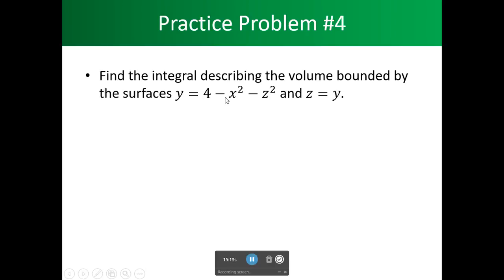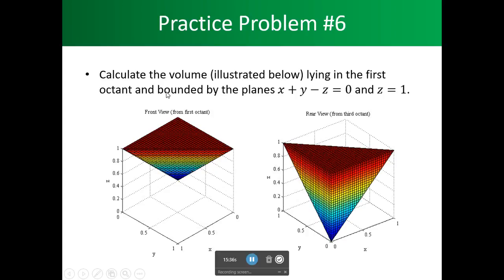Find the integral describing the volume bounded by the surface y equals 4 minus x squared minus z squared, and z equals y. Find the integral describing the volume enclosed by the unit sphere, x squared plus y squared plus z squared equals 1. Calculate the volume, illustrated below, lying in the first octant and bounded by the plane x plus y minus z equals 0 and z equals 1.